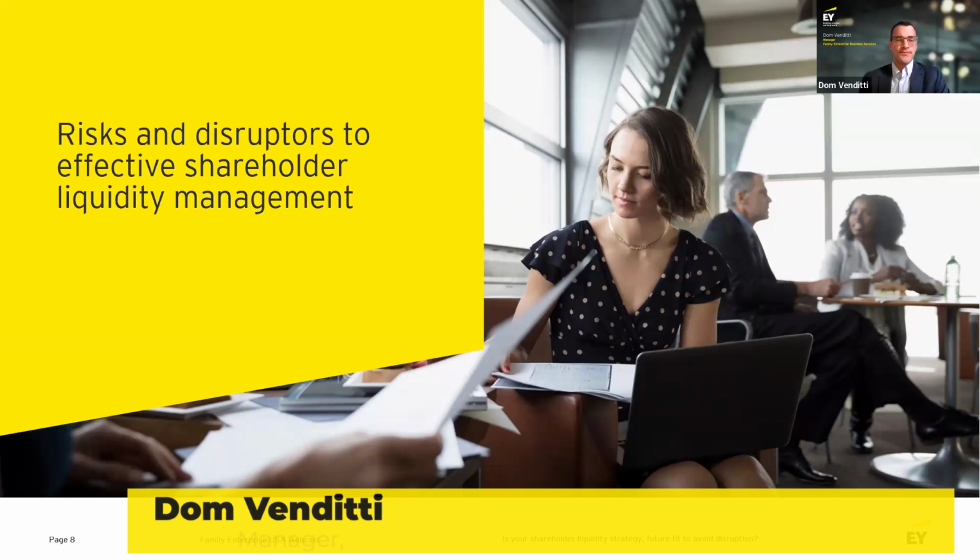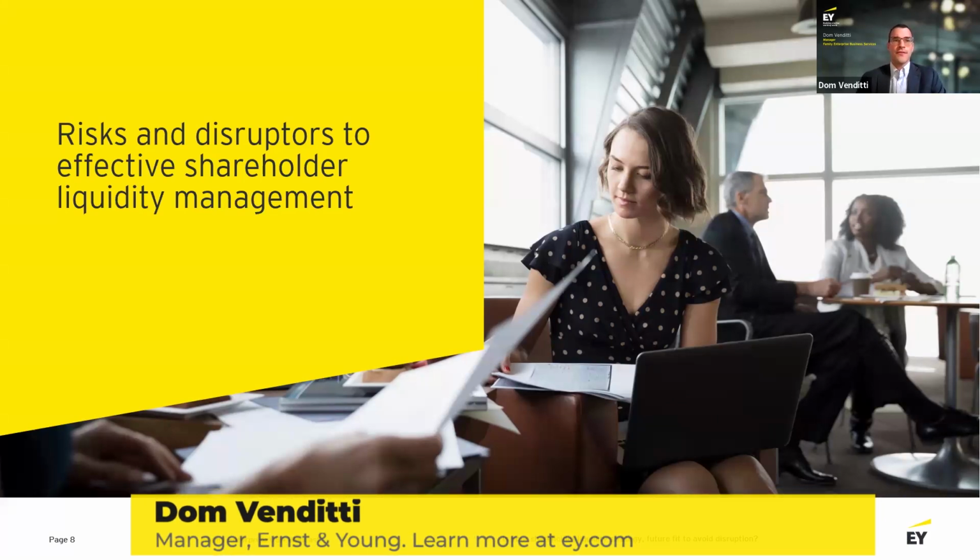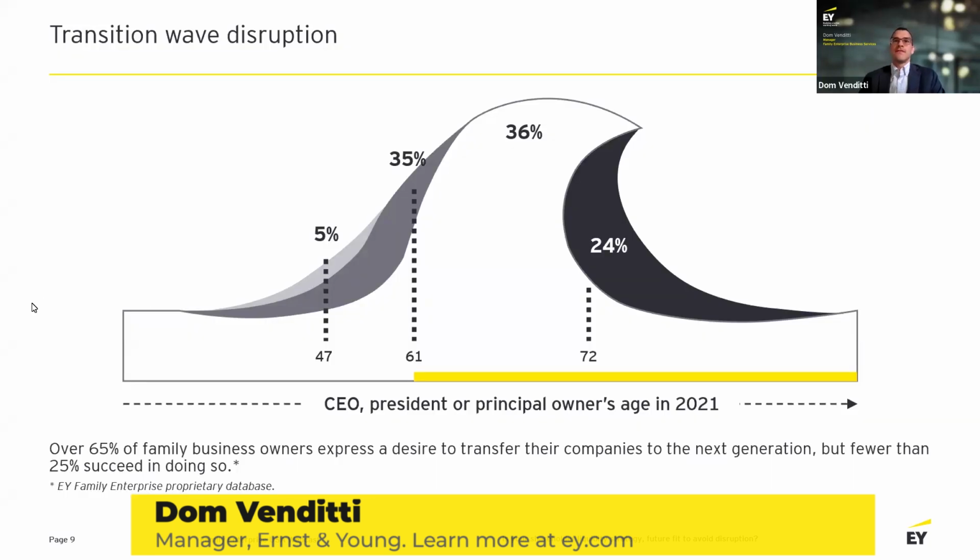Absolutely. Thanks, John. So really, there are 3 factors that are increasing pressure on family enterprises to distribute increasing amounts of liquidity outside the enterprise itself. This is leading to an increased need for clearly defined and communicated liquidity strategies to avoid potential disruptions, like Sean said. The first of these factors is what we call the transition wave disruption.